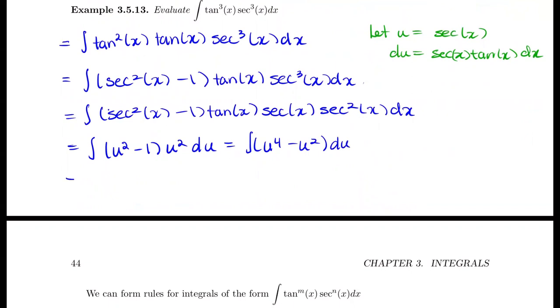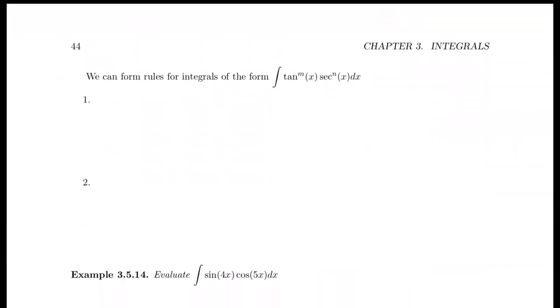du. So evaluating and undoing the substitution, we would get 1/5 secant to the 5th of x minus 1/3 secant cubed of x plus c. And that is the integral we'll have here. All right, so similar to the one where we had the sine and the cosine, we could also make rules for tan and secant of x as well.